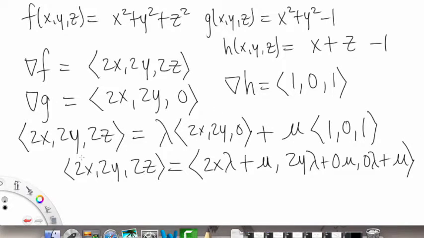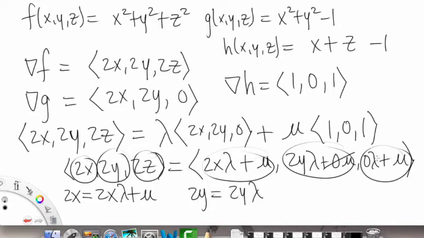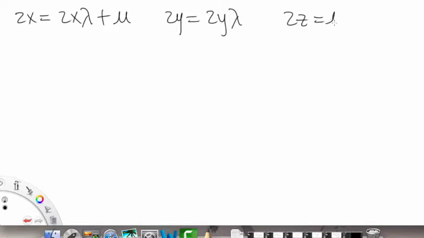Okay, so now we can set up our equations by setting the components equal to each other. Our first one is going to be 2x equals 2x times lambda plus mu. The next one is going to be 2y equals 2y times lambda, because the 0 goes away, right? And then the third equation is going to be 2z equals mu. Okay, so I'll rewrite these on the next slide. So we have 2x equal to 2x times lambda plus mu, 2y equal to 2y times lambda, and 2z equal to mu.